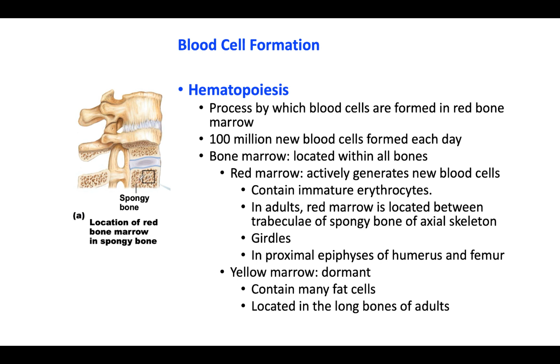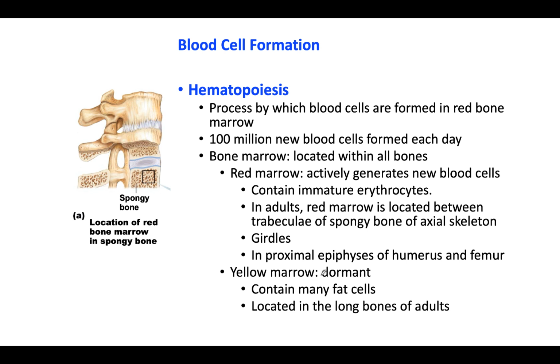You can also find red bone marrow in the iliac crest or proximal epiphyses of the humerus and femur. In your arm or your leg, you have long bone, and inside the long bone, close to the end, there is the epiphysis, and at that proximal epiphysis you can see sponge bone, and that is the area where blood cells are produced.